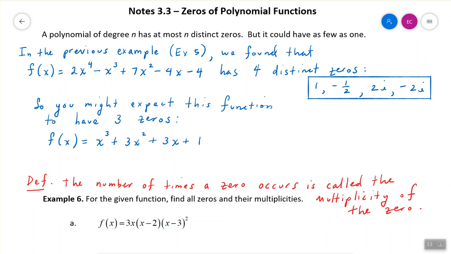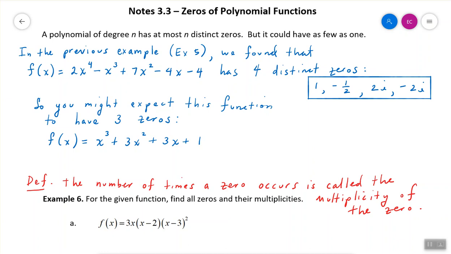The first thing I want to tell you is that a polynomial of degree n can have at most n distinct zeros. And so let's think about the previous example from the previous video. We had f of x equals 2x to the fourth minus x cubed and so on. And we found the zeros, and there were 4 of them. And notice that this polynomial is degree 4, right? The degree is the highest power on the variable. So a degree 4 polynomial with 4 distinct zeros. Here they are. We showed all the work to find these zeros in the previous video.